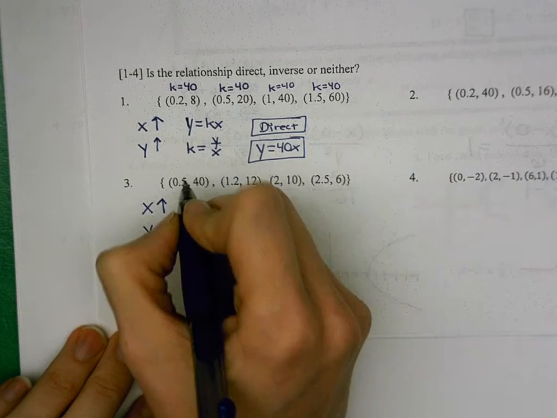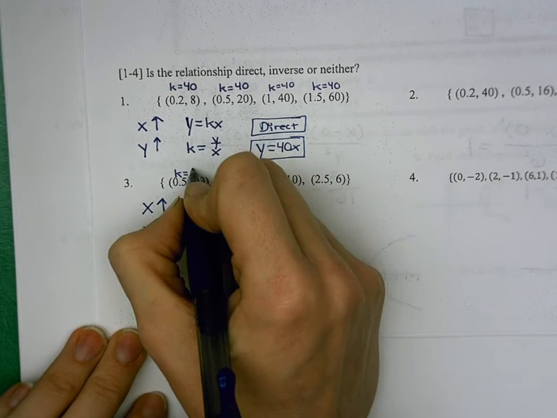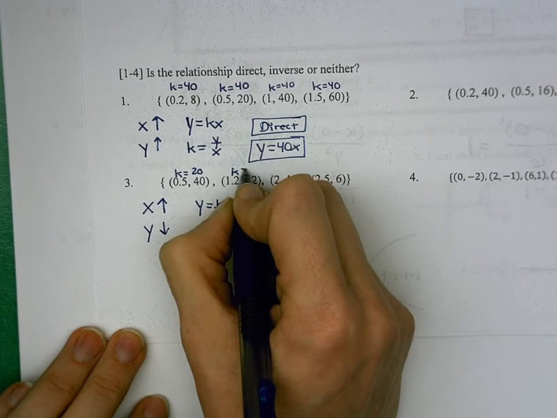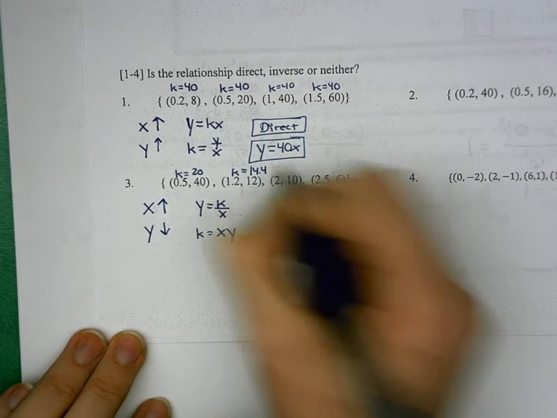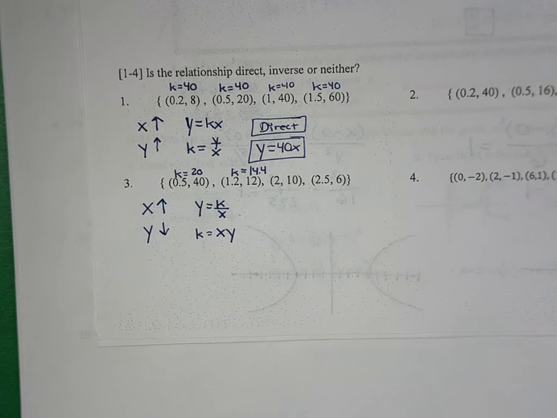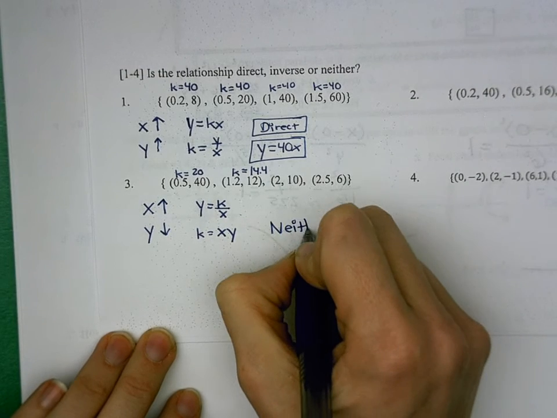And so for this first one, my k would equal 1/2 times 40, which is 20. The second one, my k would equal 1.2 times 12, which is 14.4. And right there, it doesn't even matter what the other ones are. The fact that they are not a consistent k already tells me that this is neither, and so there would be no equation.